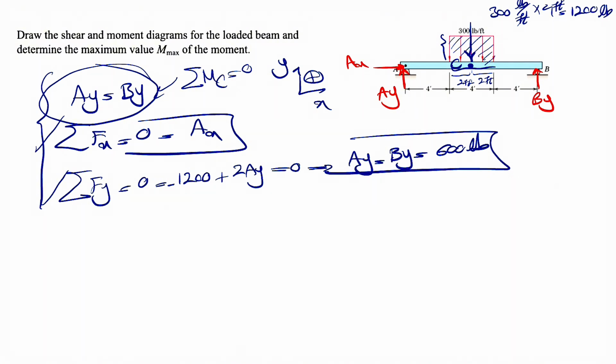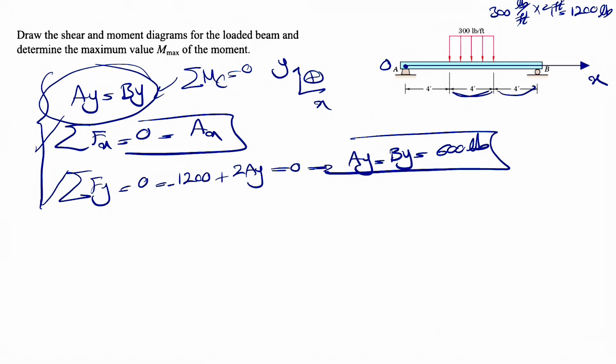So for example, let me just clean up the figure. If we move from point A toward B, and we call this our X, we can see that from 0 to 4, we have the same story for the beam. And when we move from 4 to 8, we're going to see our distributed force. And after 4 to 8, we're going to have different things. So we're going to section this into 3 different areas, and based on these 3 areas, we're going to draw our shear and moment diagrams.